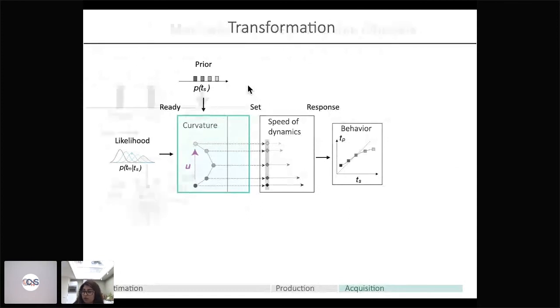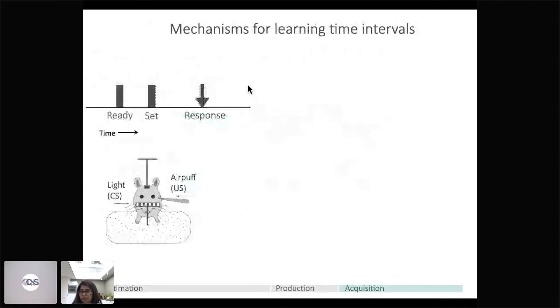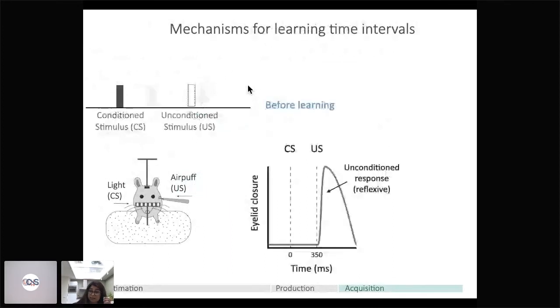So for that, we modify the ready, set, go task and relate it to a more classical task called trace eyelid conditioning, where there is a conditioned stimulus and an unconditioned stimulus. So a light is briefly flashed, and after a fixed time interval, there is an air puff, a periocular air puff applied to the animal's eye.